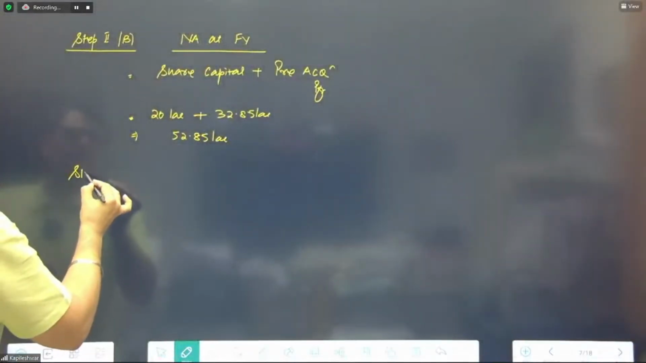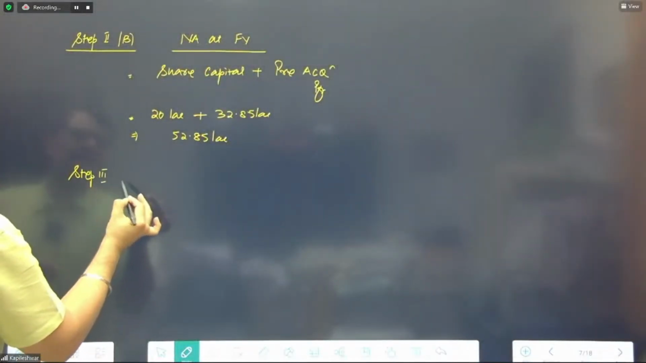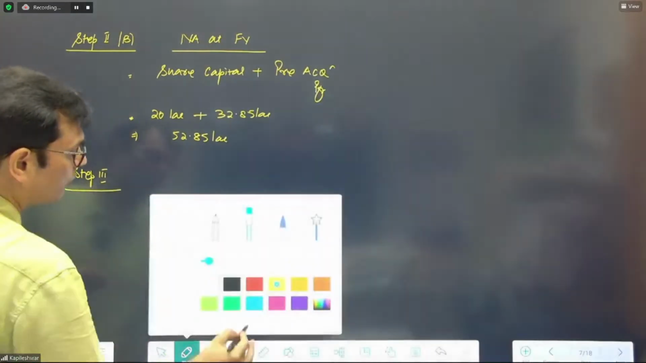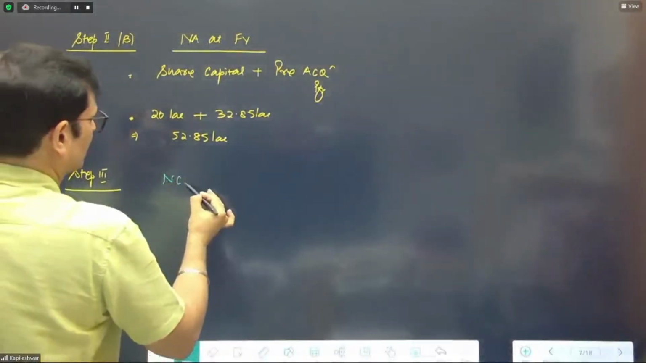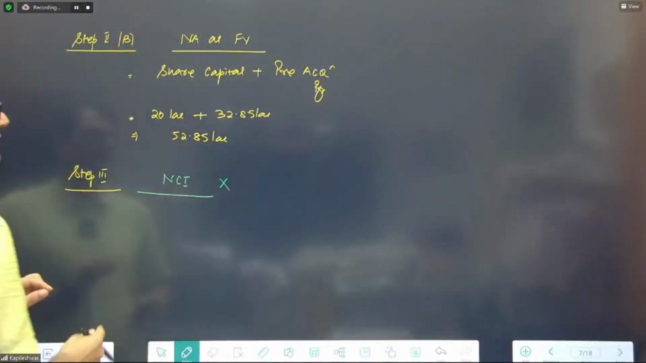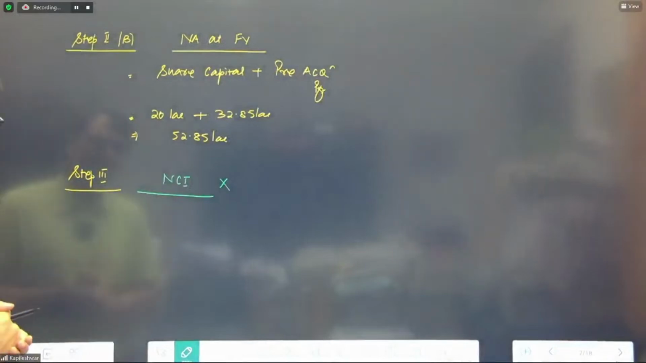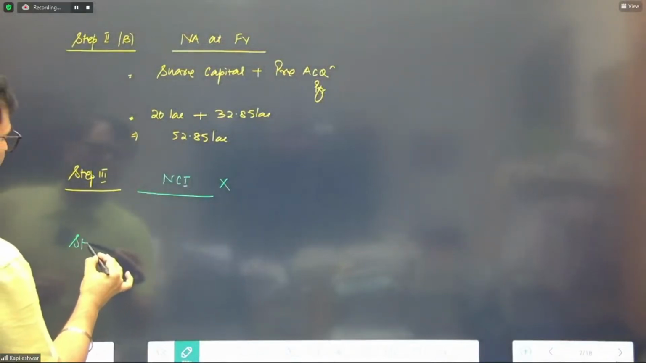Then we go to step number 3. In step number 3, we are now going to consider the NCI. NCI is not given in the question. So there is no NCI. 100% stake belongs to the parent. Then we go to step number 4.